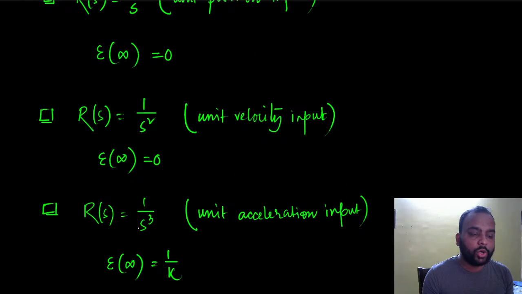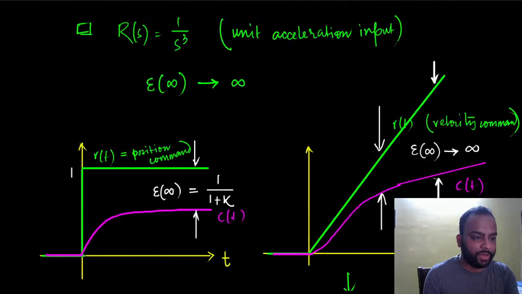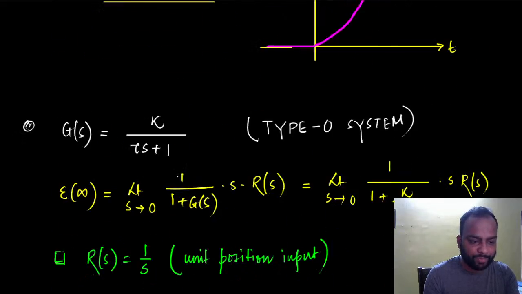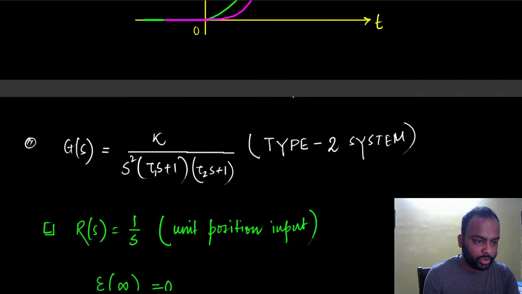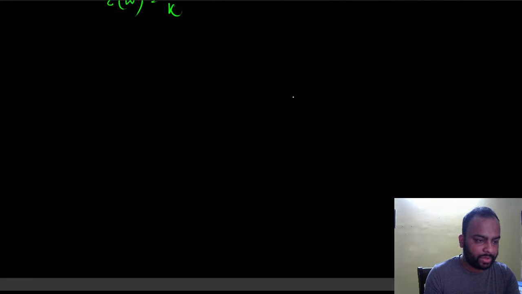All right, now notice very carefully. We just defined 3 types of system. Type 0 system, that follows a position input with a fixed error. So let me just make a table here.